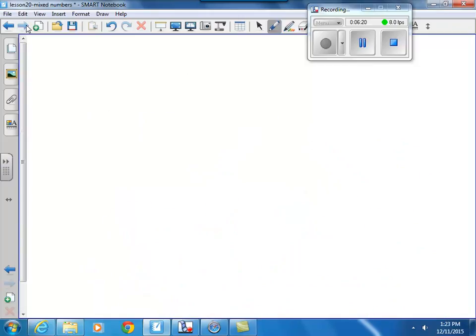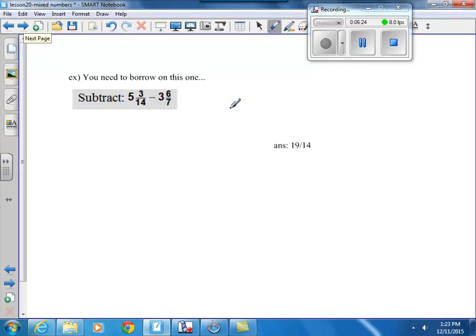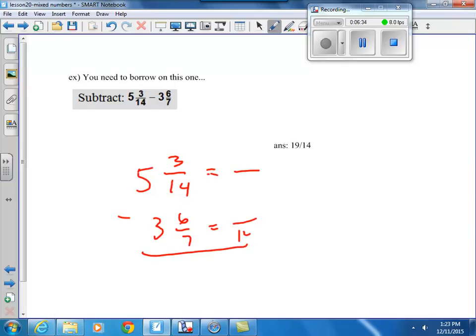The next example, and in fact our last example, is borrowing. Let's take a look. 5 3/14 minus 3 6/7. Again, we focus in on those little side fractions, get the LCD, which is clearly 14, so that one will stay the same. 7 into 14 goes 2. 2 times 6 is 12. But hey, 3 minus 12 I can't do, so I'm going to have to borrow.